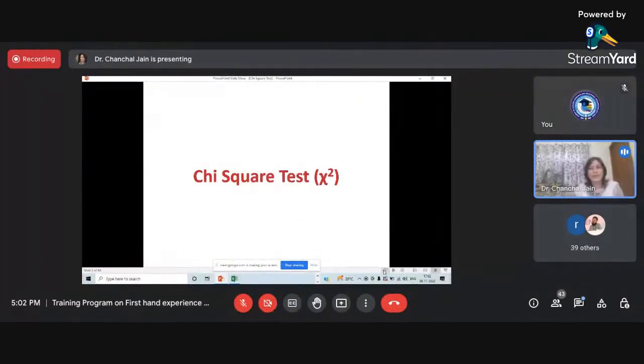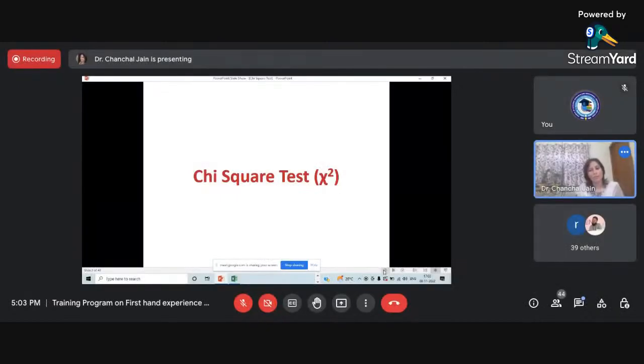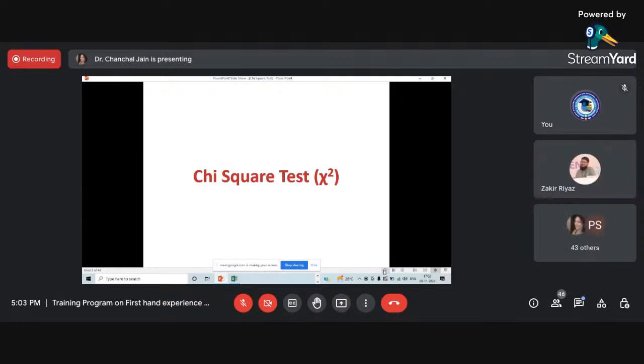In my first day session, I talked with all of you regarding the parametric test and non-parametric test. So can any one of you tell me which type of test is chi-square test? Non-parametric. It's a non-parametric test. Yes, sir. In many situations, we consider chi-square test as a non-parametric test.